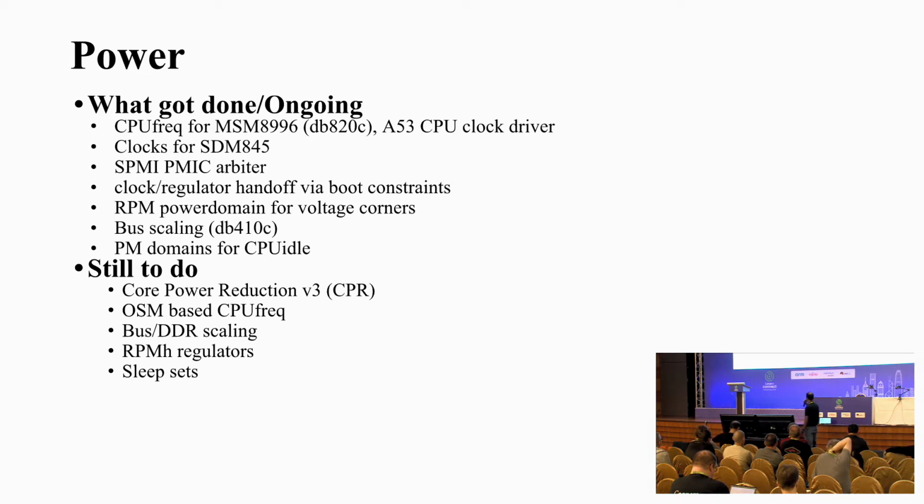CPR is still work to do. That's the AVS thing found in Qualcomm SoCs. OSM-based CPUfreq. OSM is a new IP in the new SoC, which does a lot of DCVS in hardware. So you can program a SoC-specific sequence and some sort of OPP tables in the SRAM, and then you just program the index into a register, and the OSM is able to do the CPU DCVS. So that brings down a lot of complexity from the software.